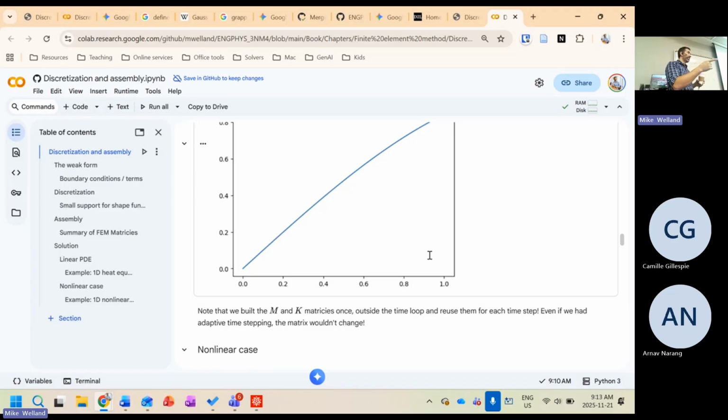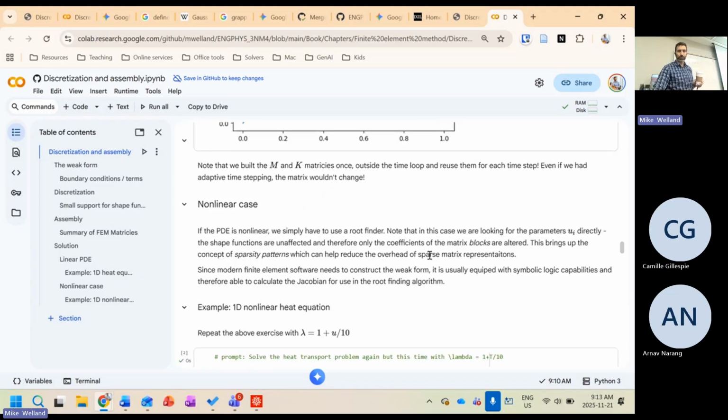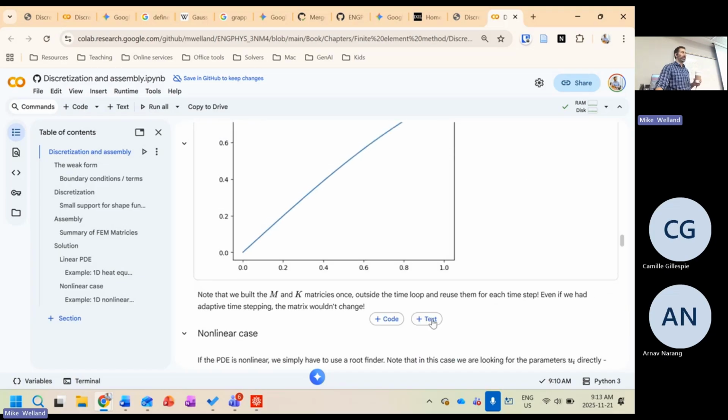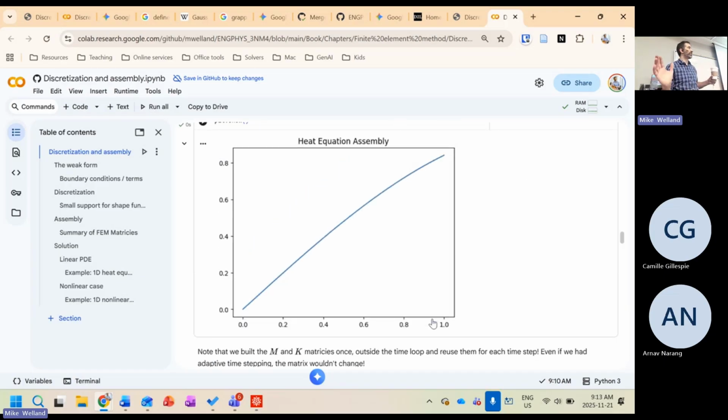It would change lambda. So we're going to change from lambda is equal to 1 to lambda is equal to 1 plus u over 10. This should sound really familiar to most of you guys. What do we have to do? Anybody?